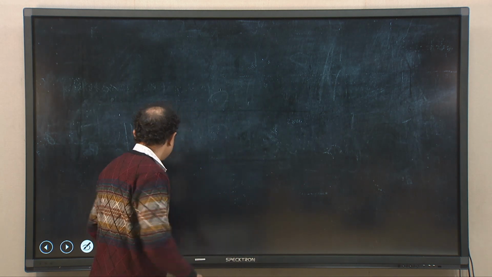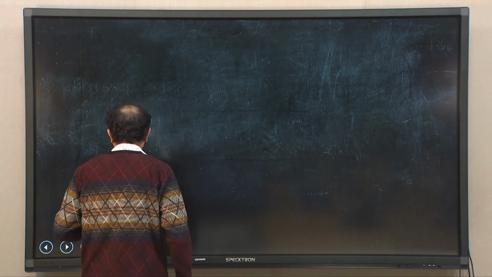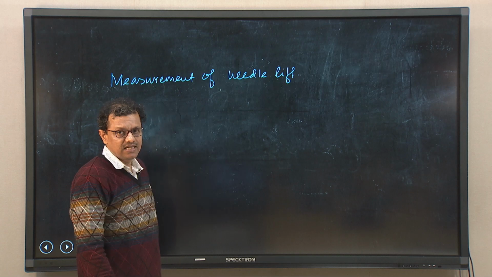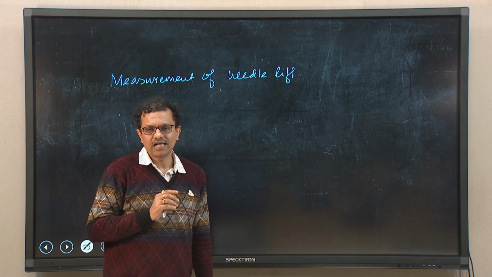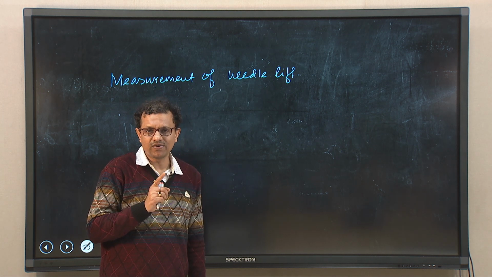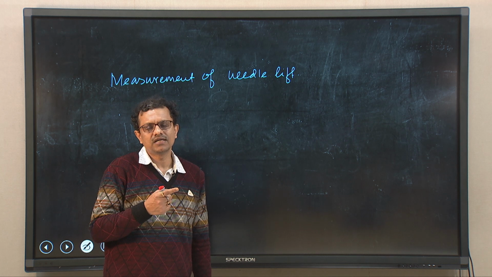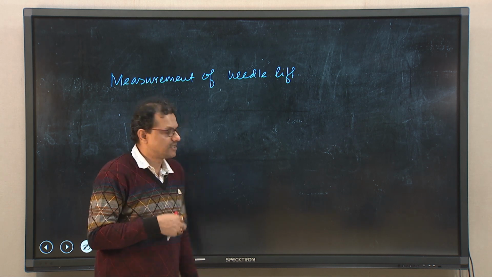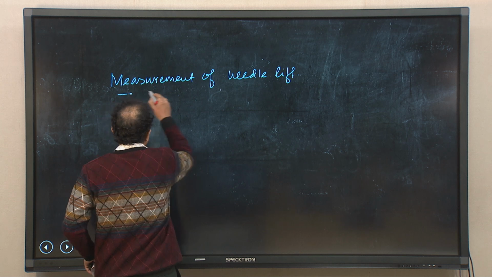So, let us discuss measurement of needle lift. Right. As I told you, the lift of the needle in the injector must be measured accurately, essentially to measure the fuel flow rate, which in turn will be used to measure the air flow rate accurately. Okay. So, measurement of needle lift.